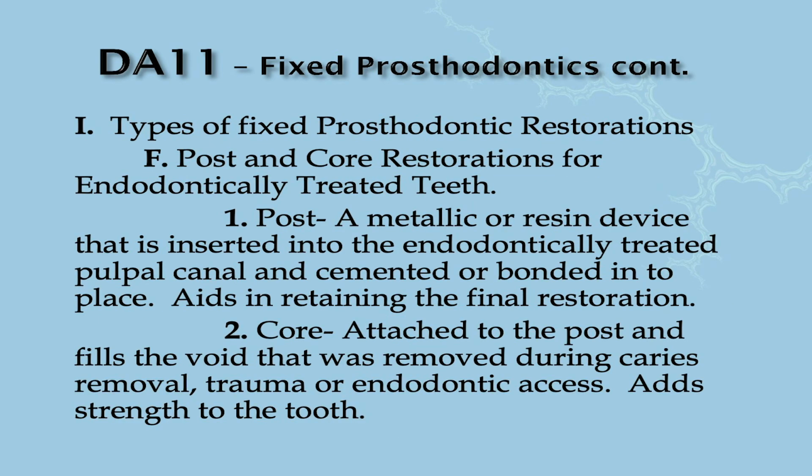You can have post and cores. They are restorations for endodontically treated teeth or root canal teeth. The post is a metallic or resin device that's inserted into the endodontically treated pulp canal, and it's cemented or bonded into place. The core is attached to the post and fills the void where we remove decay or there was trauma. It actually kind of fills that space back up. So you have the post, and on top of that is often a core. It adds strength to that tooth.